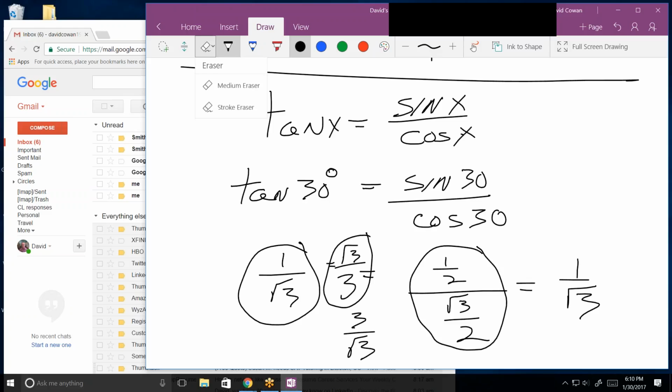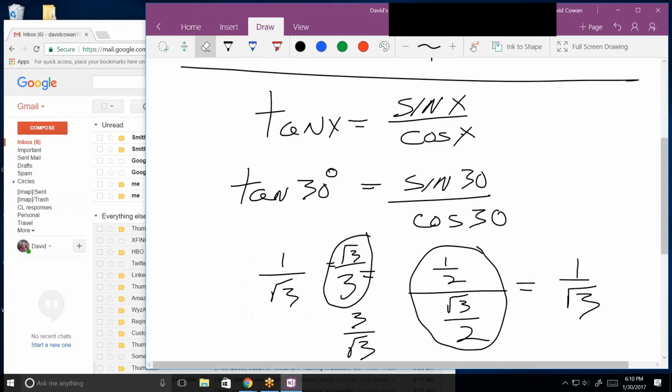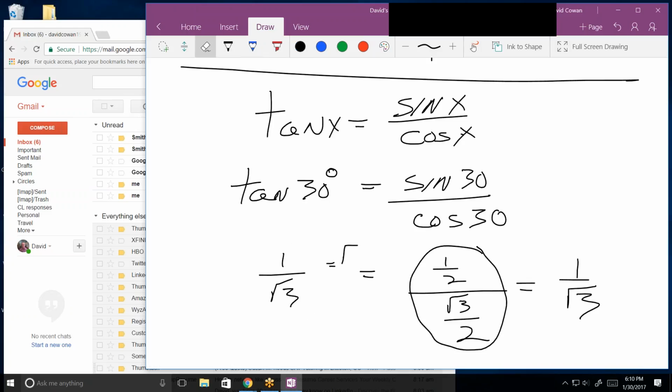So with trig, a lot of times you're just kind of wasting effort by rationalizing it because you end up having to do it twice so frequently.